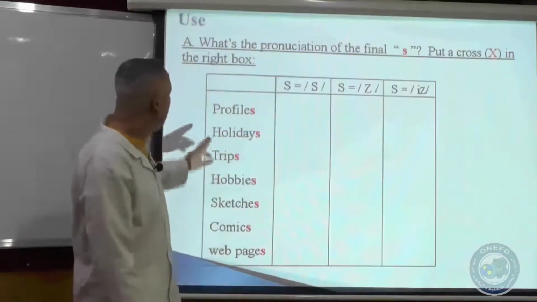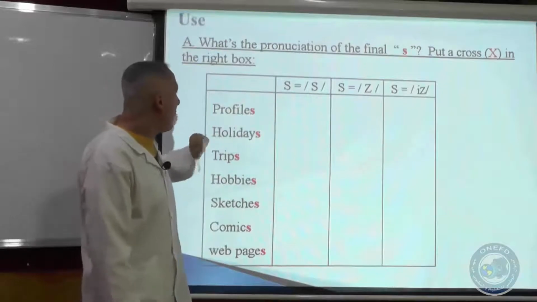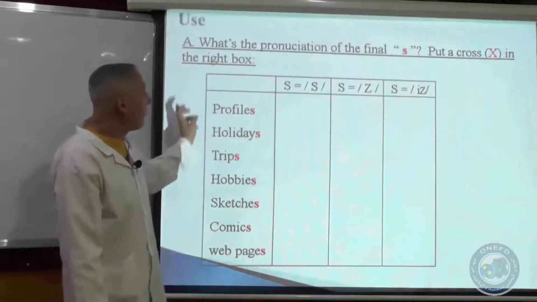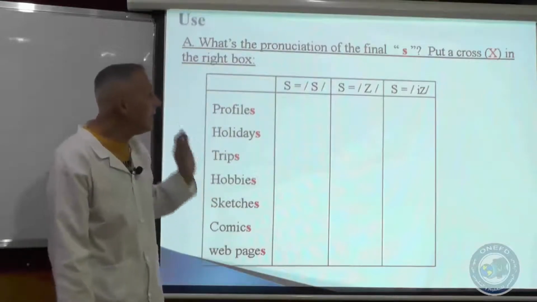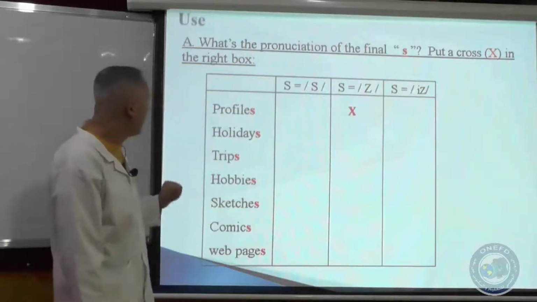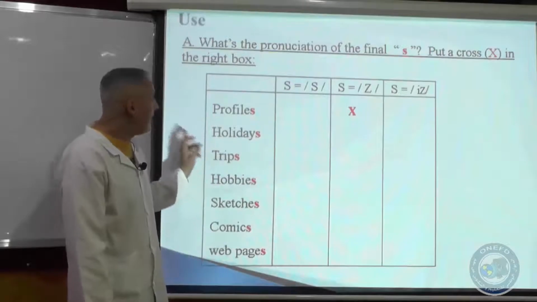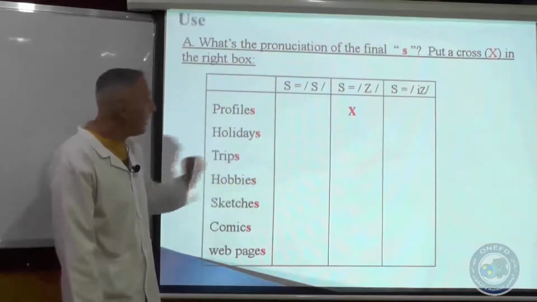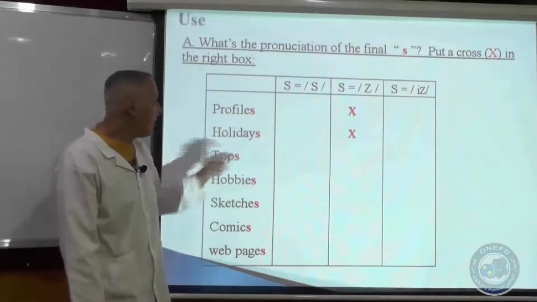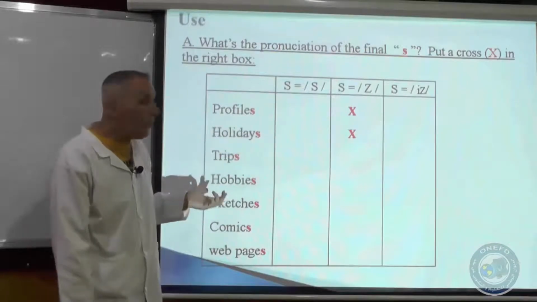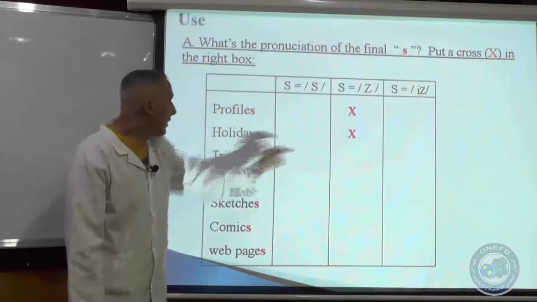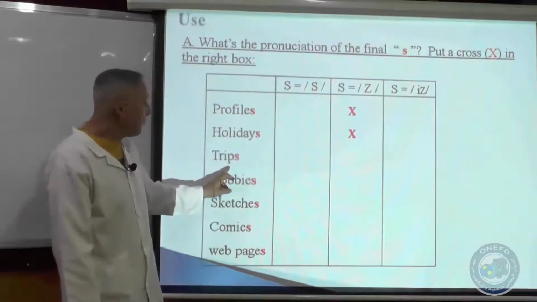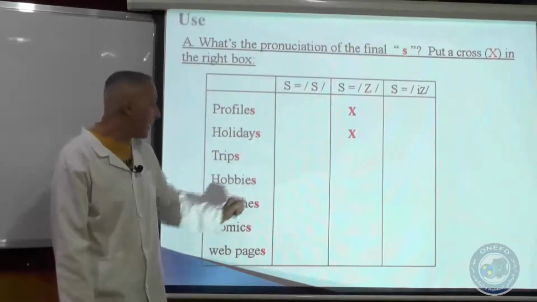Let's correct. Number 1, profile. You say profiles. Here, what's the sound? It is Z. Good one. Holiday. Holidays. So here it is Z. Holiday ends with the vowel sound A, so it is Z. Trip. It ends with P, so we say trips.